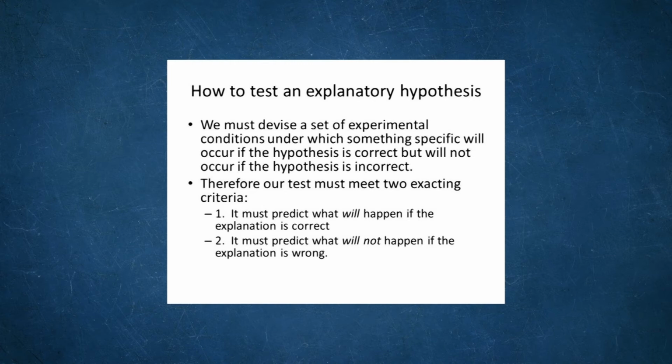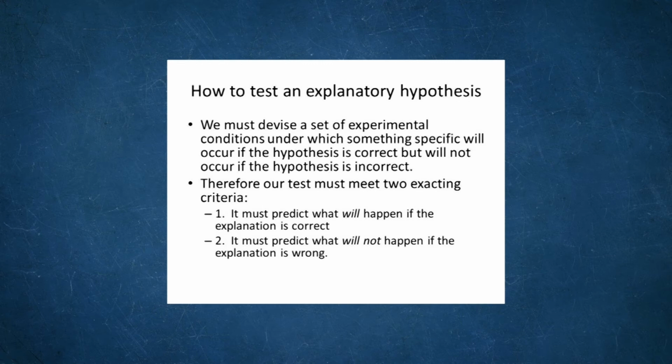So in that case, the null hypothesis you have taken becomes rejected, and then you have no option but to accept the alternate hypothesis. So therefore our test must meet two exacting criteria. It must predict what will happen if the explanation is correct. It must predict what will not happen if the explanation is wrong.